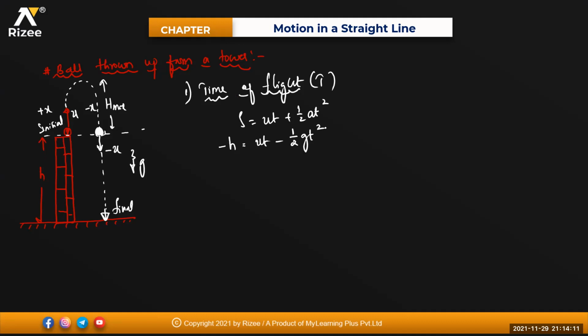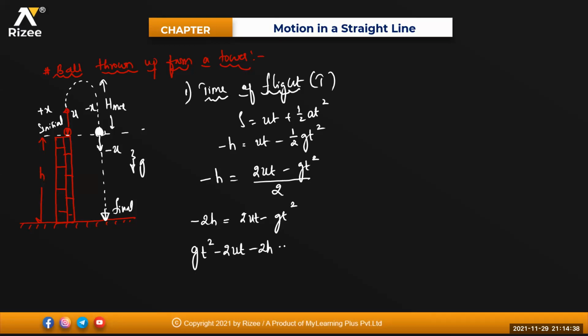Clear? So this will become, for me, minus h equals 2 into ut minus g into t square divided by 2. Can I write like this? Any problem? This 2 I am taking here right now. Minus 2h will be equal to 2ut minus g into t square. That means this will become gt square minus 2ut minus 2h equal to 0.